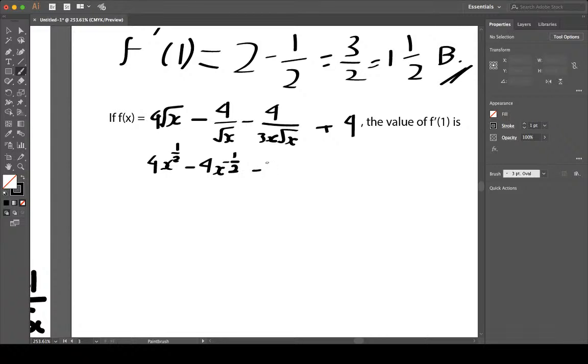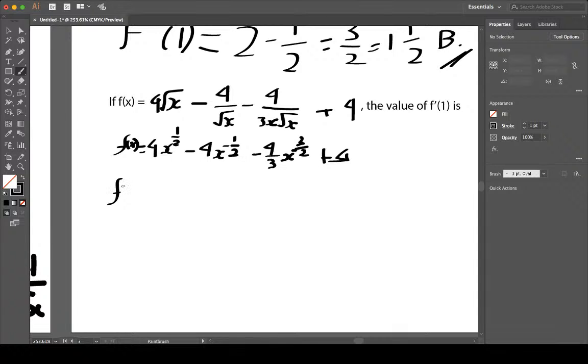Minus 4 over 3 x to the power of negative 1 plus half, that's 3 over 2, plus 4, and this is still function x. There we go. Okay, so let's start by finding what f derivative x is. Let's start by deriving the powers, which is simple.